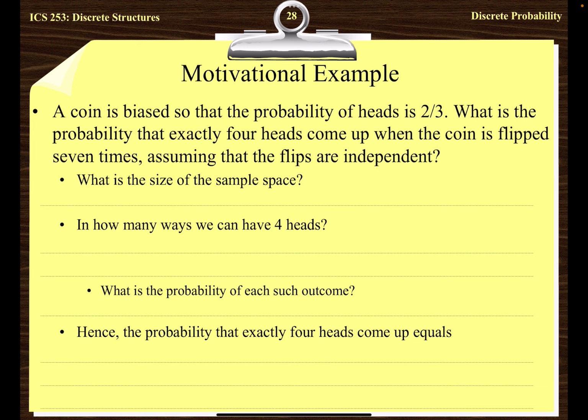So basically now, what do I have? What is my experiment? 7 flips, right? And what is my event? Exactly 4 heads. Okay. Number 1, what is the size of my sample space?